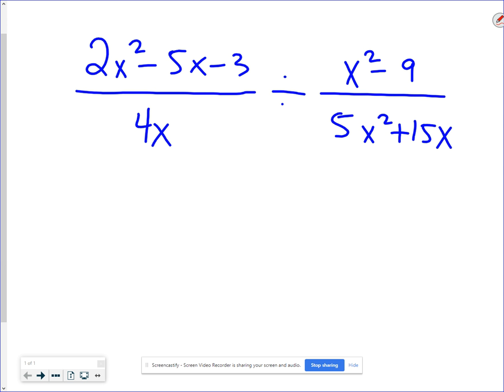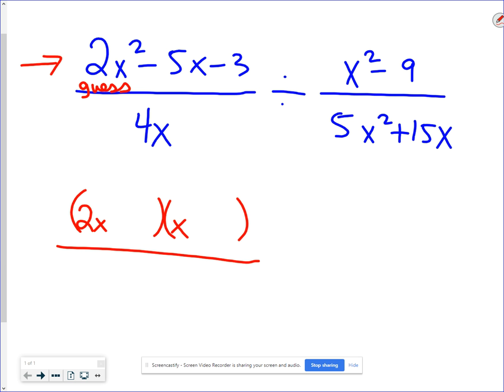So again, what we want to do first before we start all of these problems is factor them. So let's factor my numerator, 2x squared minus 5x minus 3. I'm going to do a guess and check to factor it. I'm going to guess factors of 2x squared, so let's go 2x and x. Let's guess factors of 3, so 3 and 1. But it's negative 3, so that means one of these is going to be positive, one's going to be negative. Let's check to see if we can get negative 5 in the middle.